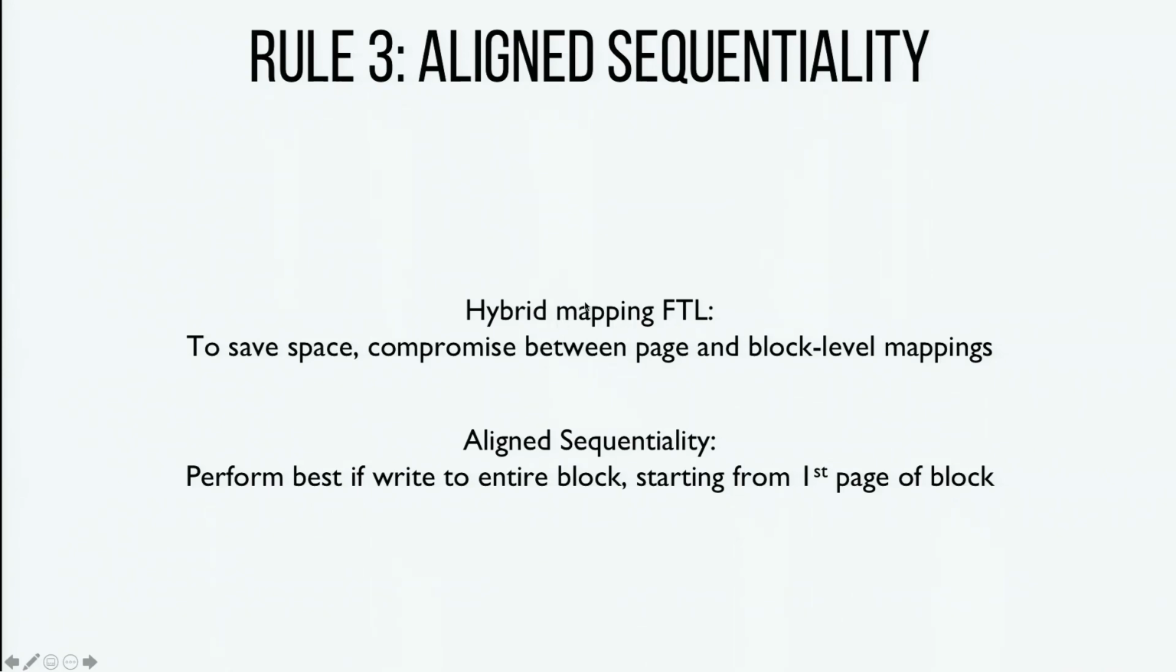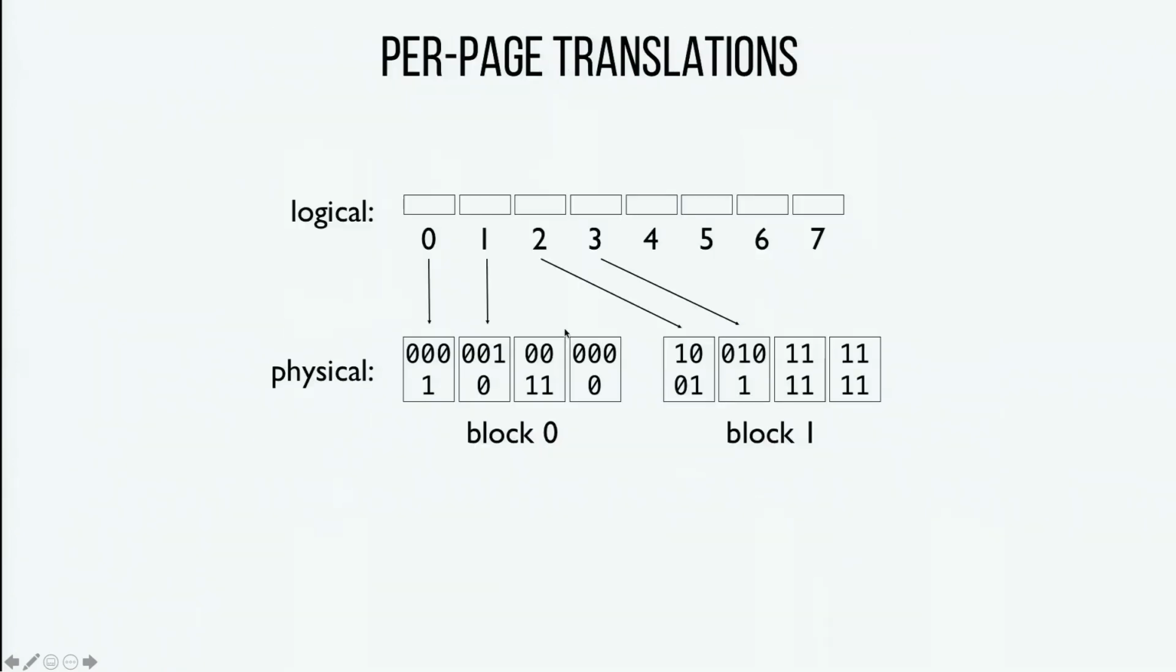And so that's because a lot of SSDs do this thing called hybrid mapping with the FTL, where they don't just have a cache and page-level mappings. They switch between some mappings at the page level and some mappings at the block level. What we're going to see is that if your workload does align sequentiality, if it writes to an entire block starting from the first page of the block, you do get better performance because of this hybrid mapping.